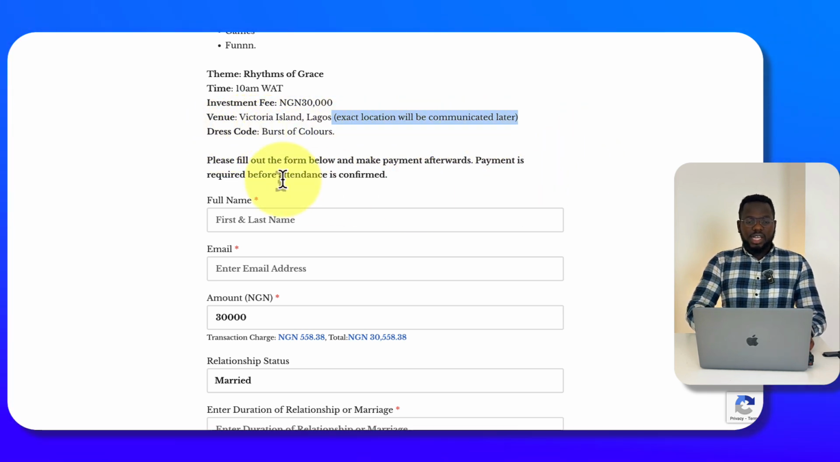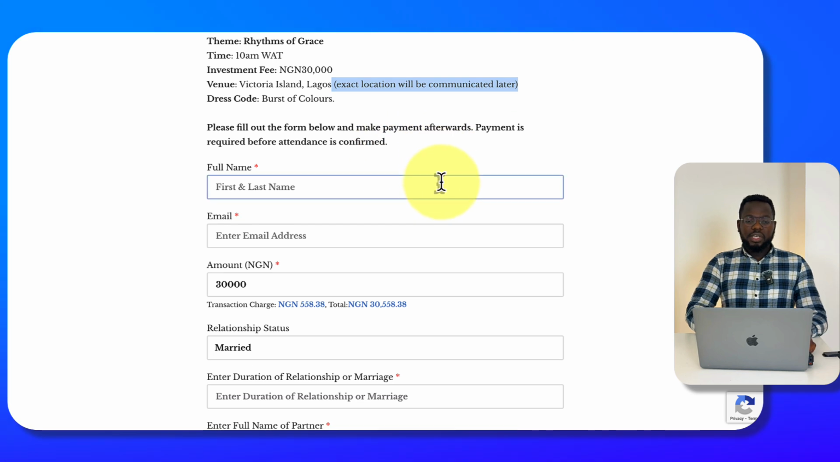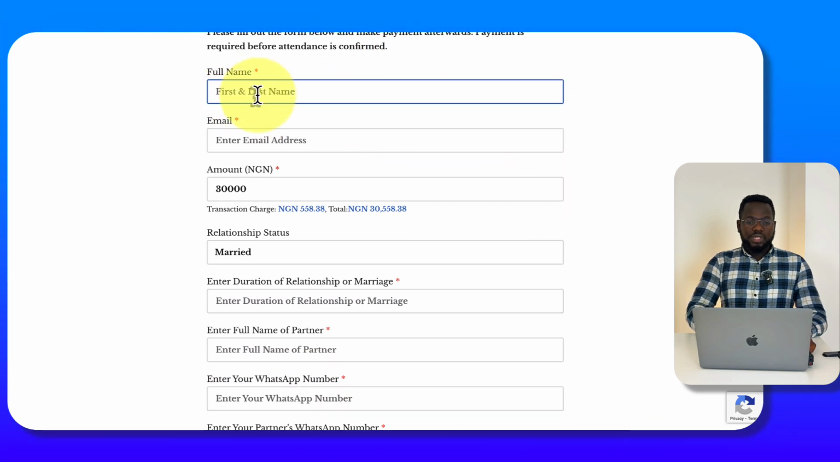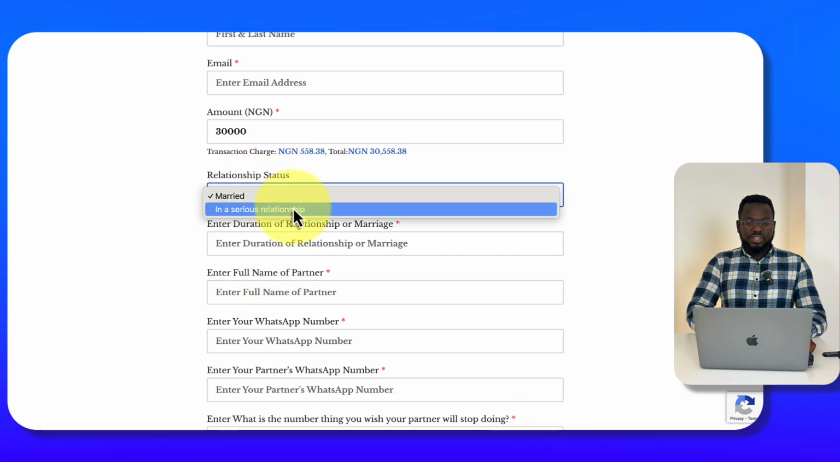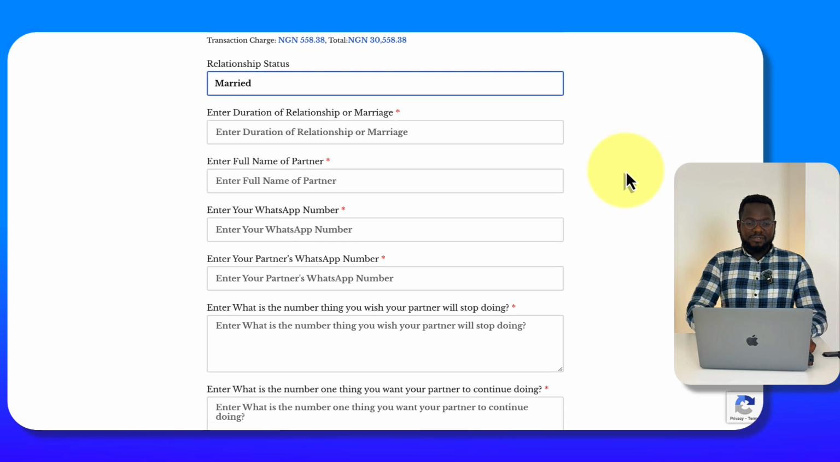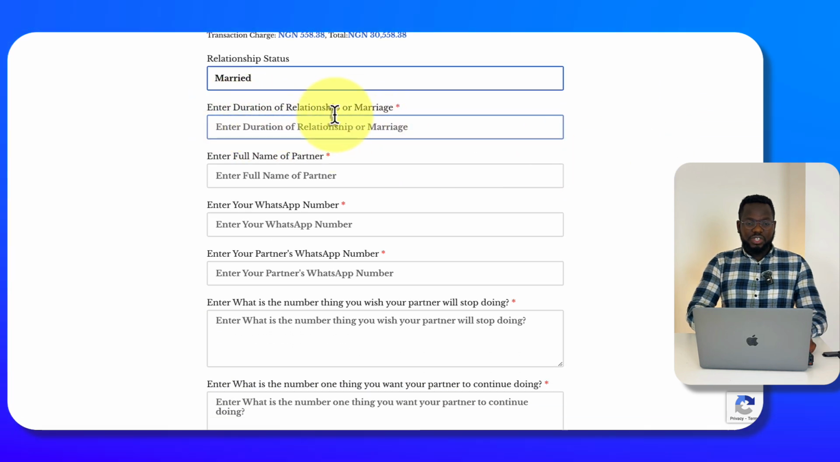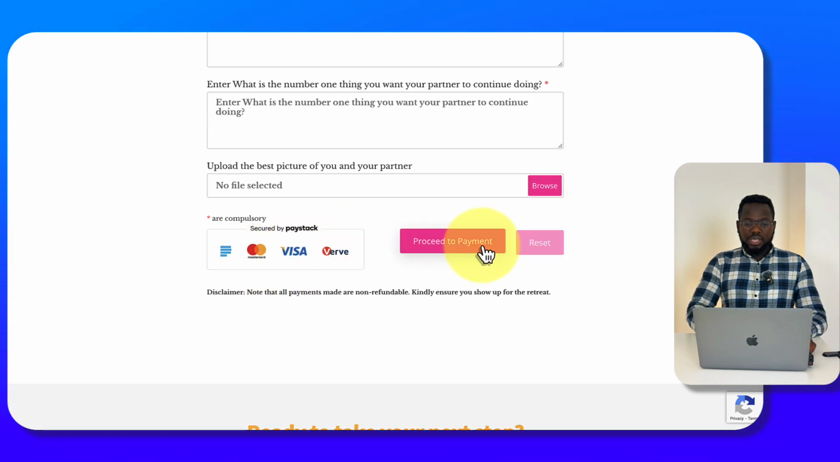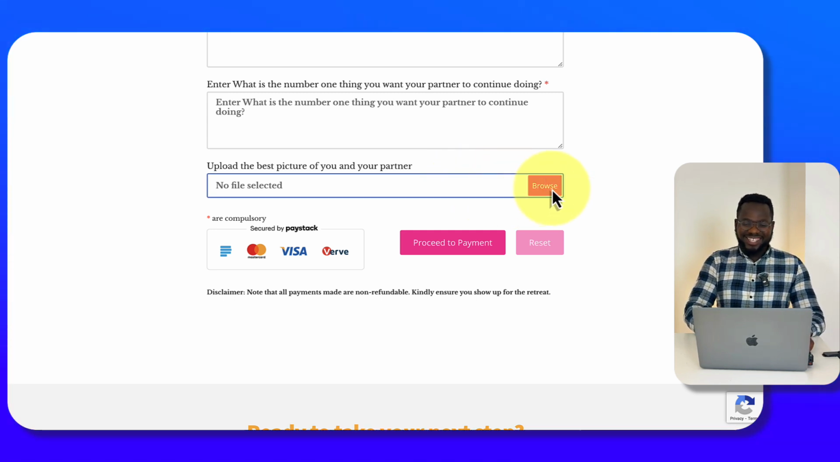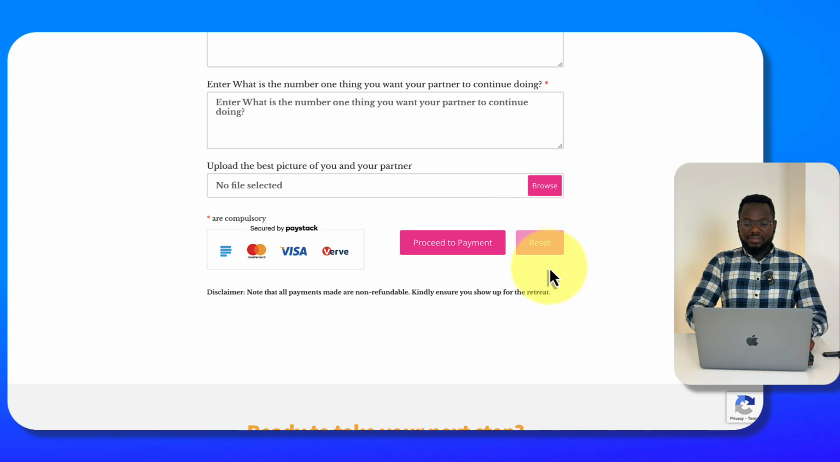Okay, fantastic. And then it says fill out the form below and make payment afterwards. Payment is required before attendance is confirmed. Okay, that is good. And it asks for your full name, first name and last name. Relationship status: are you married, in a serious relationship? And yeah, it asks you to enter the duration of different things in the form. And then we have where it says proceed to payment, upload the best picture of you and your partner. When I first saw this, I was like, okay. And then here it says proceed to payment, reset payment.